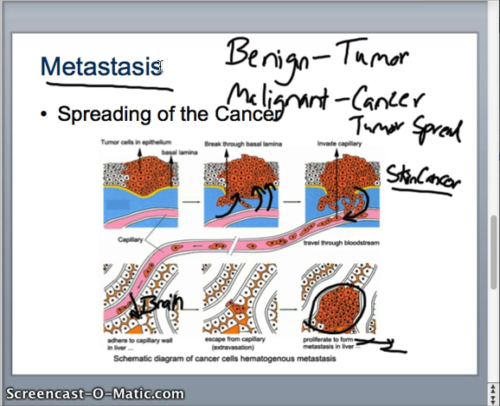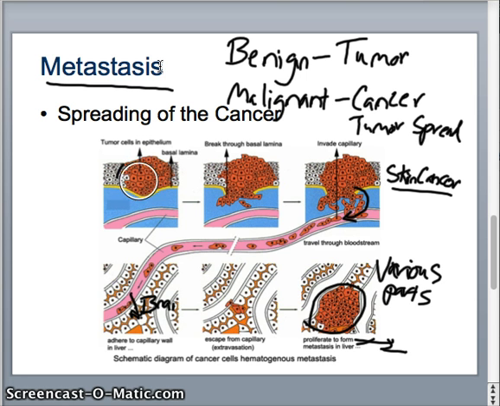What happens when cancer gets really bad is it spreads to various parts of the body, and that's when your outcome isn't going to look too good. So we want to catch the cell at this stage right here before it starts to do any of that. Metastasis is just the spreading of cancer.